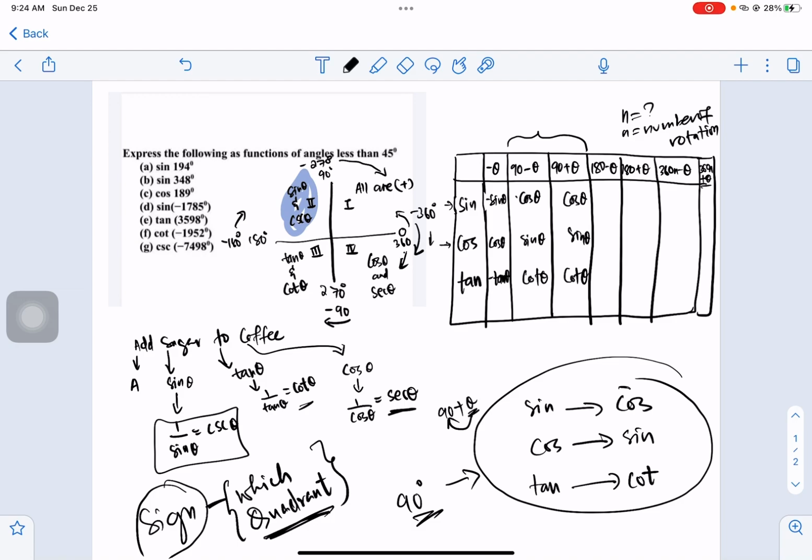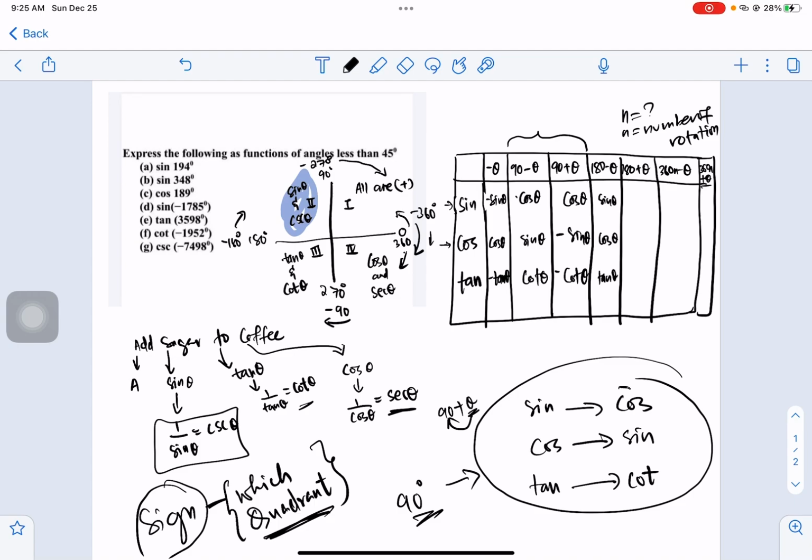So only sine will be positive, whereas others will be negative. And next up is 180 minus theta. Okay, 180 minus theta. So the alteration is finished up with 90 degrees, right? Now it's okay, sine, just write sine theta, cos theta, tan theta.